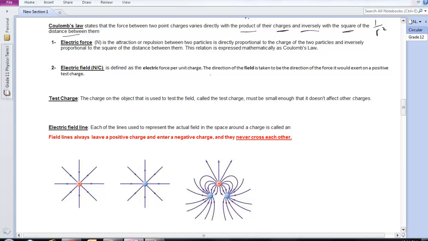Then we need to go to the electric field. So we are done with the force. Now we need to define the electric field, and the electric field basically is the space, the properties of the space around any charge, and the electric field is defined as the electric force per unit charge. Electric force per unit charge.